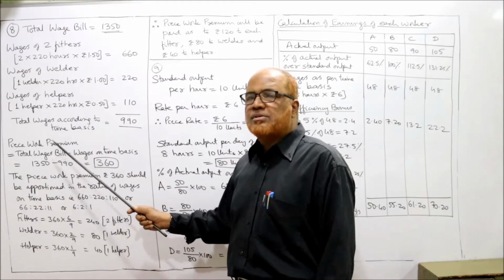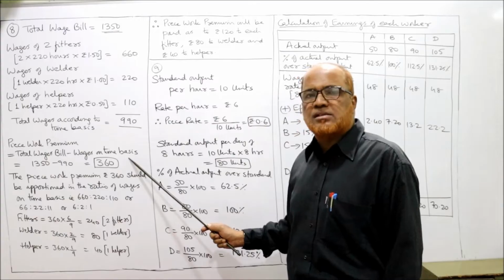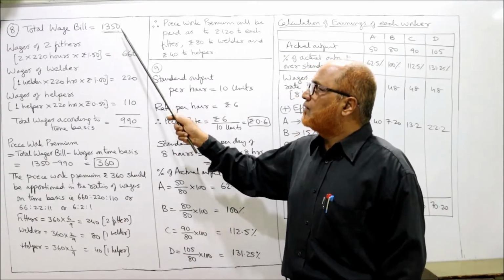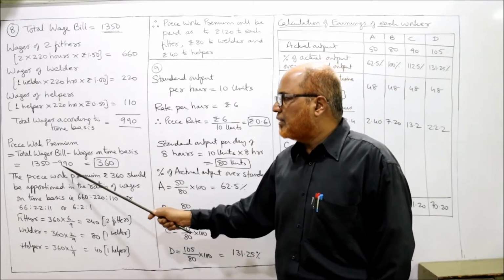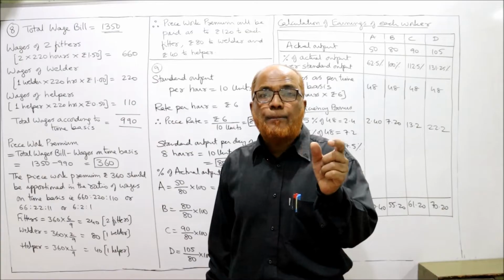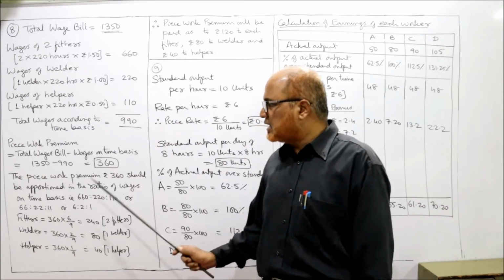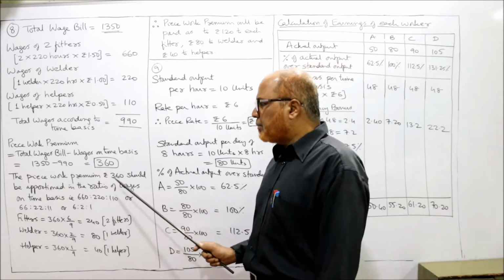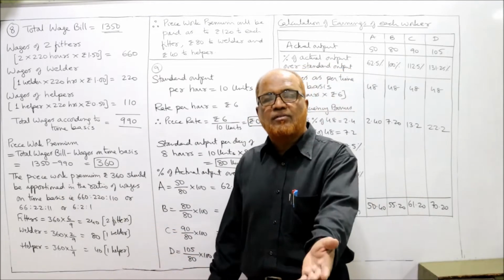So piece work premium is equal to total wage bill minus wages on time basis. Total wage bill 1350, wages according to time basis 990. 1350 minus 990, 360 is the piece work premium. The piece work premium paid to the workers is 360. Now the piece work premium of 360 rupees should be apportioned in the ratio of wages on time basis. It is given in the problem.